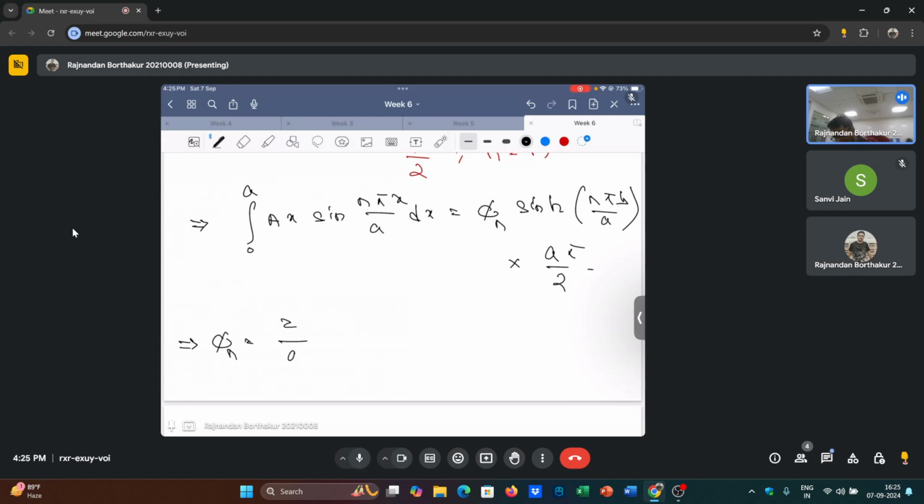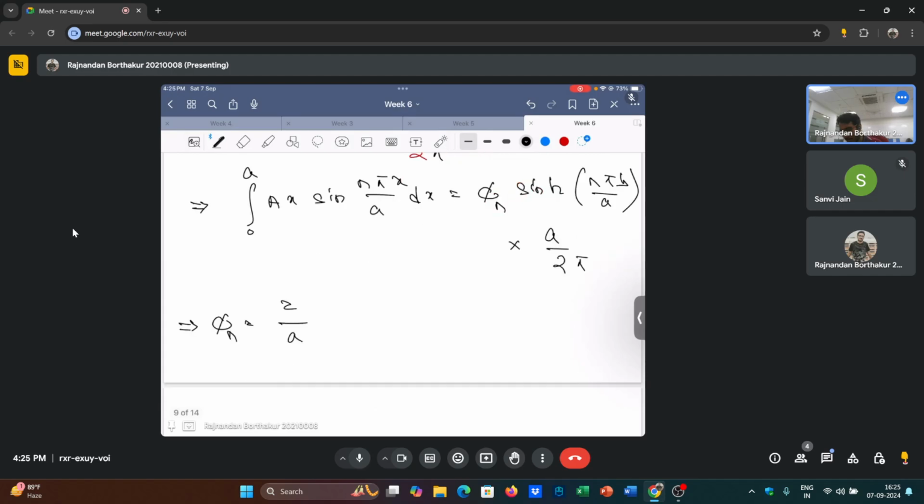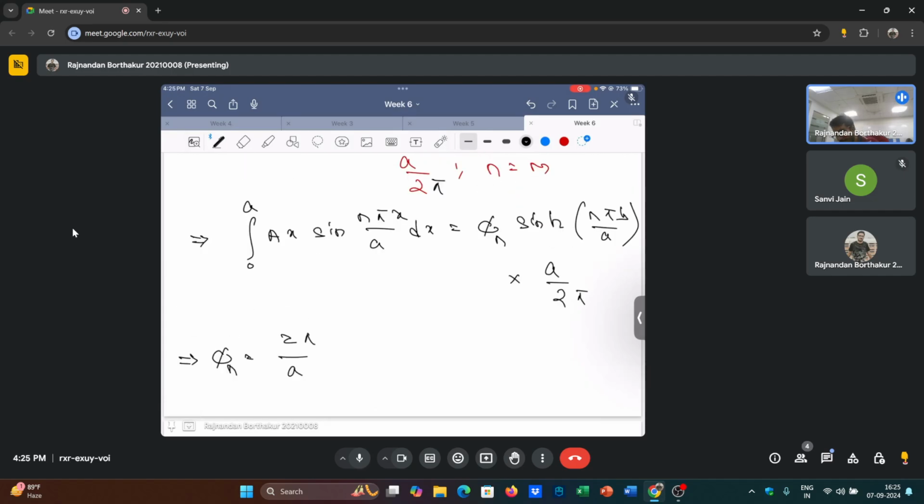2 by a. I think this pi should be at the denominator. This pi actually should be here. Just check it out at your end. I just forgot where exactly the pi was. Sorry for that. Anyways, this would be 2 pi by a. If I bring this to the other side, times integral 0 to a ax times sine n pi x by a dx divided by sine hyperbolic n pi b by a.